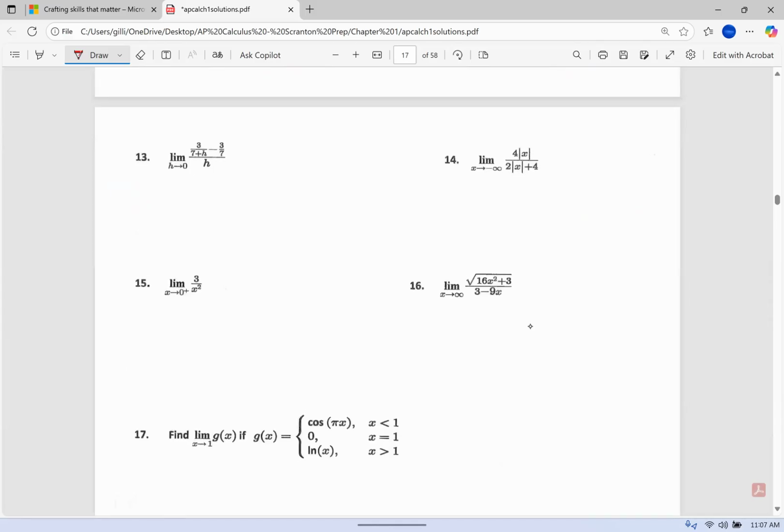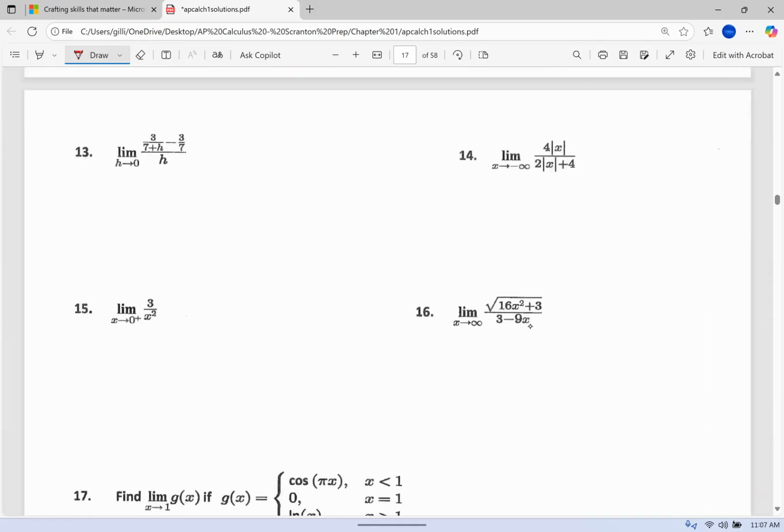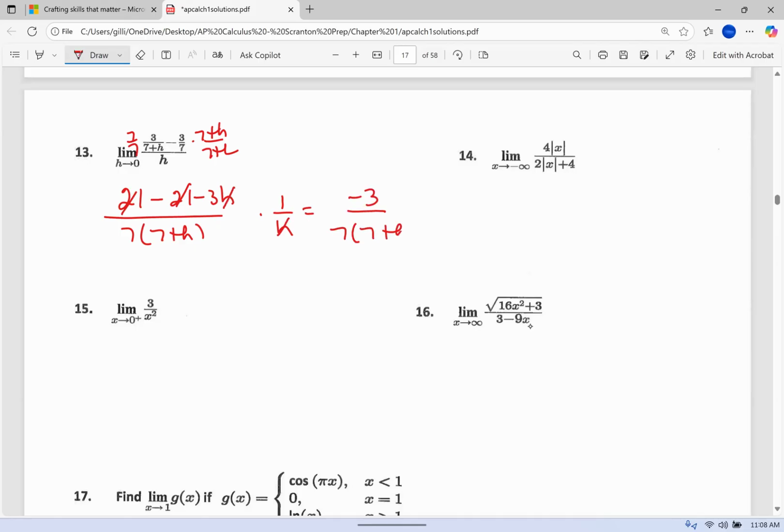In number 13, I'm going to do a common denominator here. I'm going to times this by 7 plus h over 7 plus h, and this one by 7 over 7. So my answer will be 21 minus 21 minus 3h, all over 7 times 7 plus h times 1 over h. These 21s will add to 0. These h's will divide out. I'm left with negative 3 over 7 times 7 plus h. When I let h go to 0, I'm going to get negative 3 over 49. This is a good one to do.